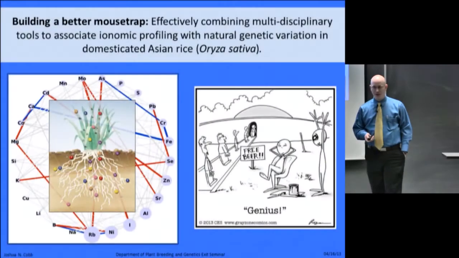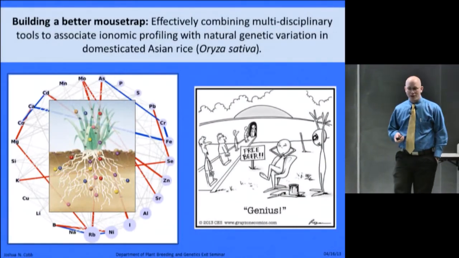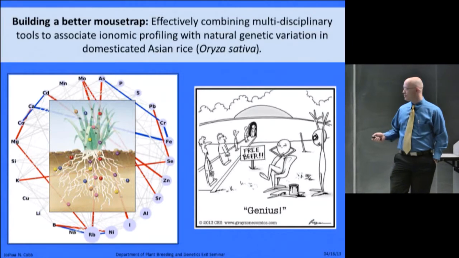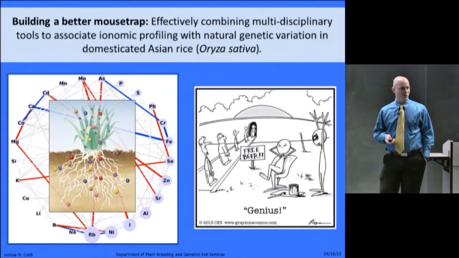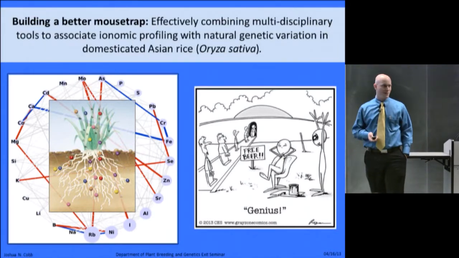We're going to talk a little bit today about, like Susan mentioned, what I've been doing in her lab in collaboration with many others over the last several years. And I've titled my presentation, Building a Better Mousetrap. This was the most effective cartoon I could find on the internet that illustrated what I meant by building a better mousetrap. And we'll talk a little bit later about what I think that means towards the end of the presentation.